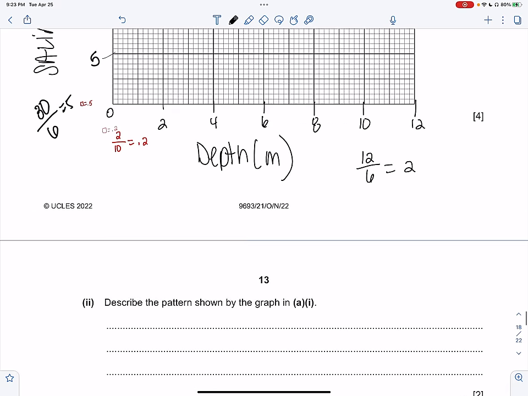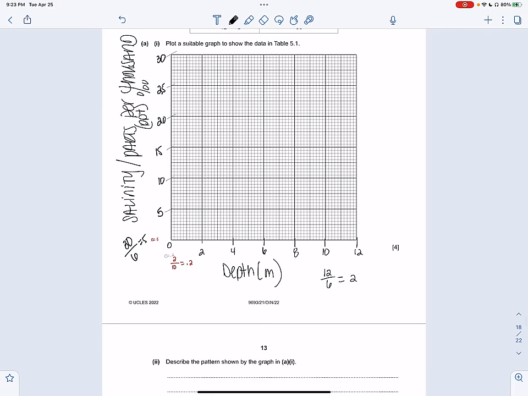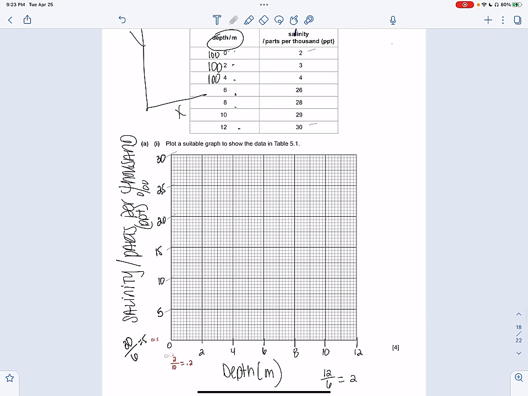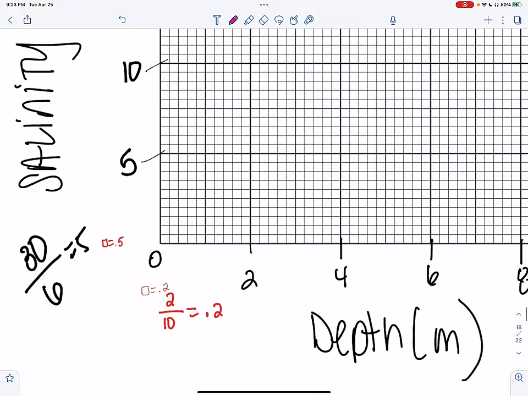Okay. All right, explain the pattern shown by the graph. For this one, I guess I should graph it. I'll do it in color so you can see it better. All right, depth is 0, and then salinity is 2. So my depth is 0, and then my salinity is 2. And I already know it's 5. You need to find out where 2 is. So we have 0.5, 1, 1.5, 2. So you can graph on an axis. That is fine. You can do that for sure.